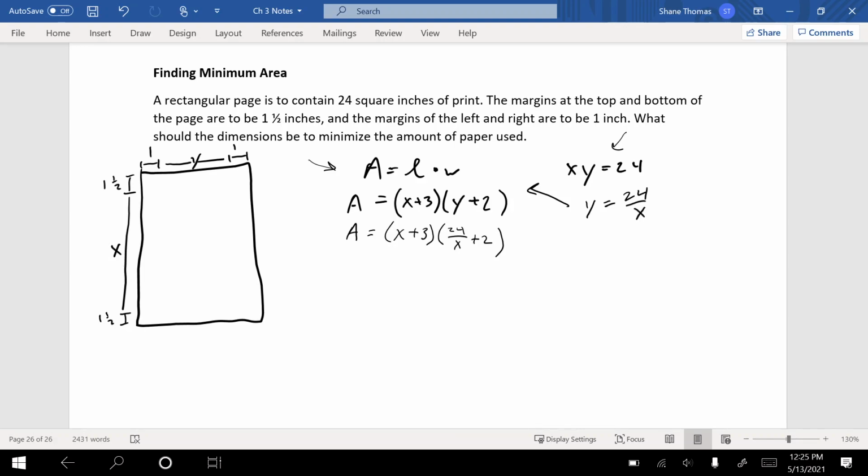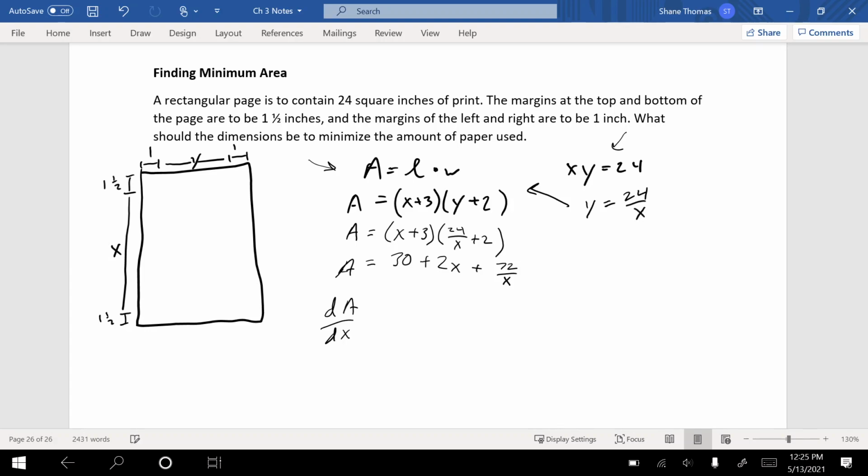All right, then we FOIL. We FOIL and combine like terms. We're going to end up with 30 plus 2x plus 72 over x. I just saved you a simplifying step in there. So that now is our area formula relating those two things. All right? Now, from there, let's find our derivative.